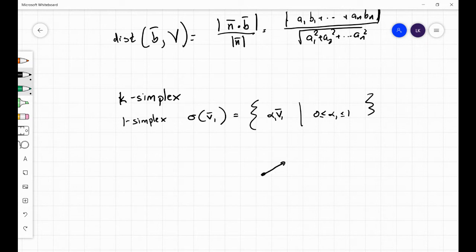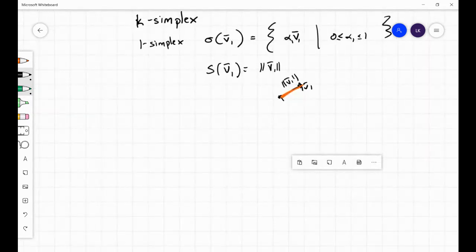So if you look at v1, it's just a line segment essentially, right? All multiples of v1 would just be a line segment. And then the signed volume of the simplex, in this case, would just be the length of that vector. It's the length of the segment. Okay. So that's not really informative because it's so trivial, but what about a 2 simplex?